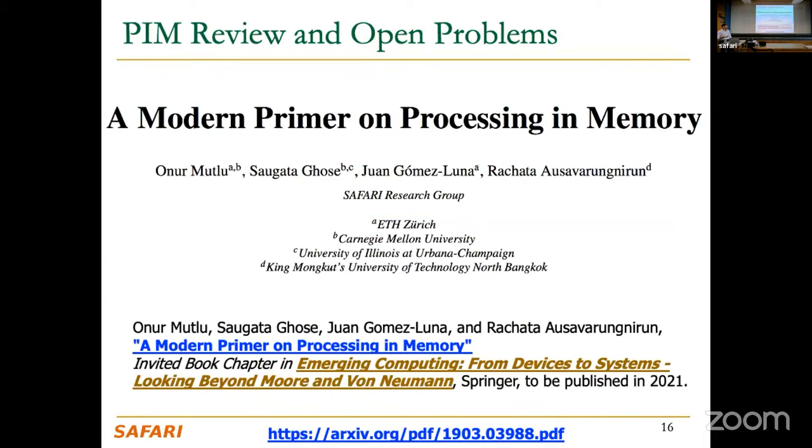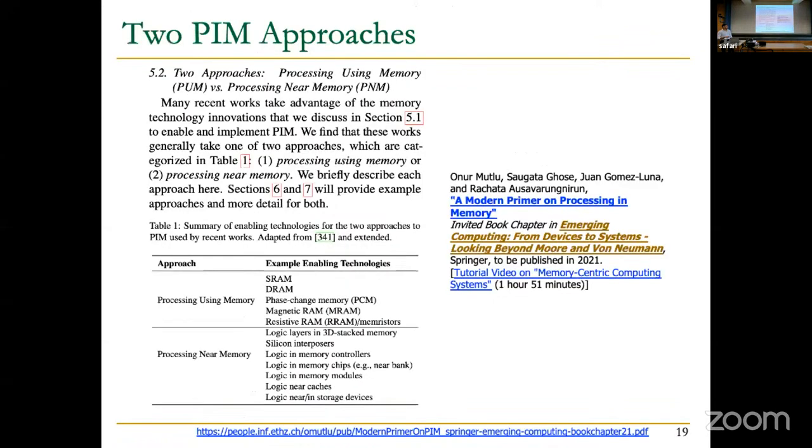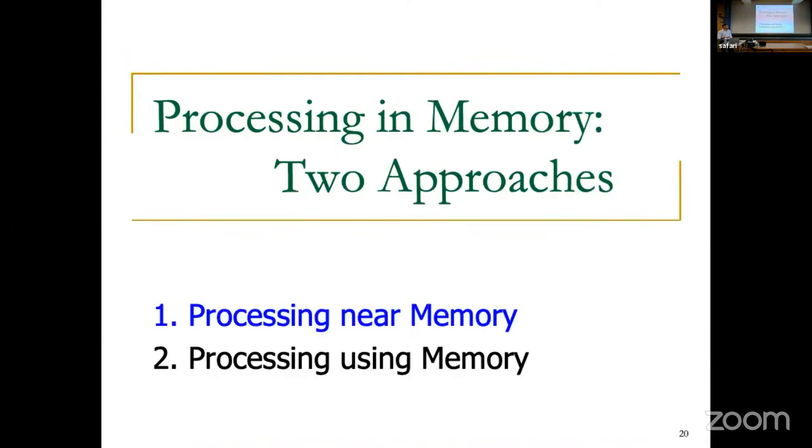We have this primer book chapter on your website. I think it's part of your homework to read some chapters of it. And there, we describe this processing-in-memory architecture, or solution, in detail. There, we describe two different processing-in-memory approaches, what we call processing using memory and processing near memory. Processing near memory is what Juan talked about in the previous lecture.